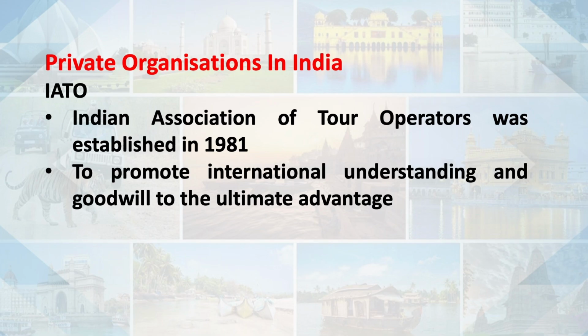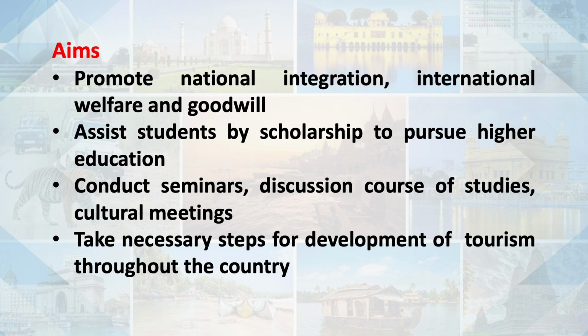Then we have the private organizations in India. In private organizations, we will discuss 3-4 organizations one by one in detail. First is ITO, Indian Association of Tour Operators. It was established in 1981, and the main aim was to promote international understanding and goodwill to the ultimate advantage. The aims of ITO are to promote national integration, international welfare and goodwill. Then, assist students by scholarship to pursue higher education. Then, conduct seminars, discussion courses, cultural meetings, etc.